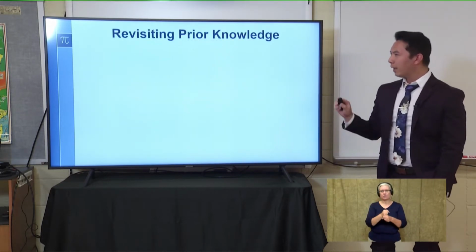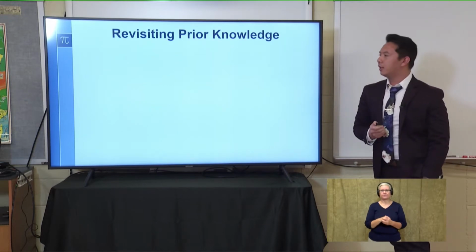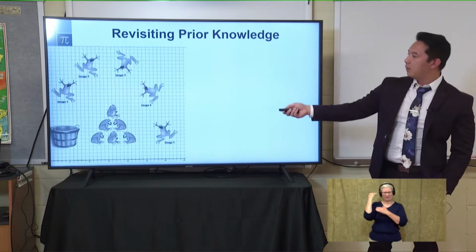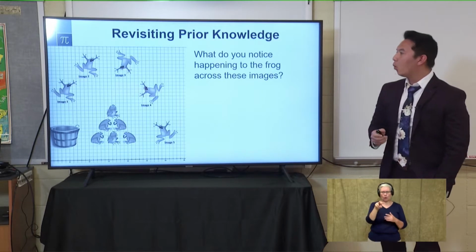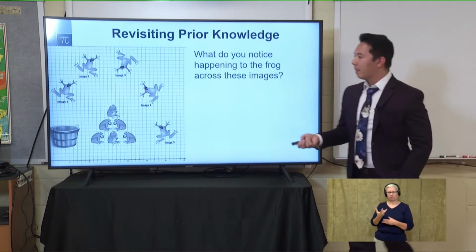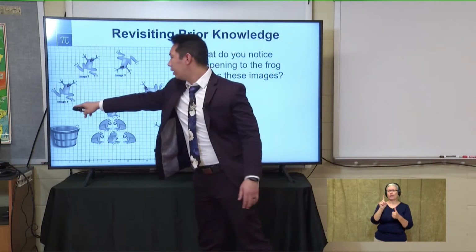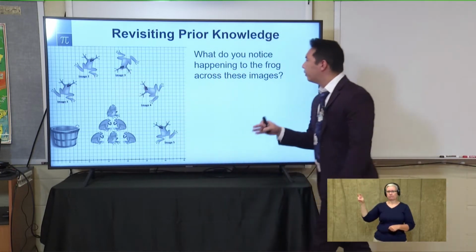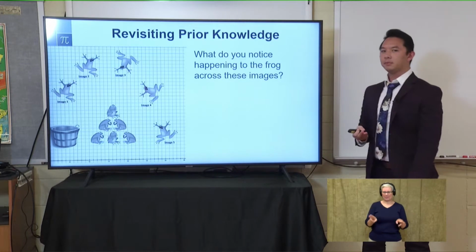So, as we think about revisiting prior knowledge, I want you to take a look at this image, and I want you to think about what you notice is happening to the frog across these images. So starting with image 1 over here, ending in image 5, what do you notice is happening?